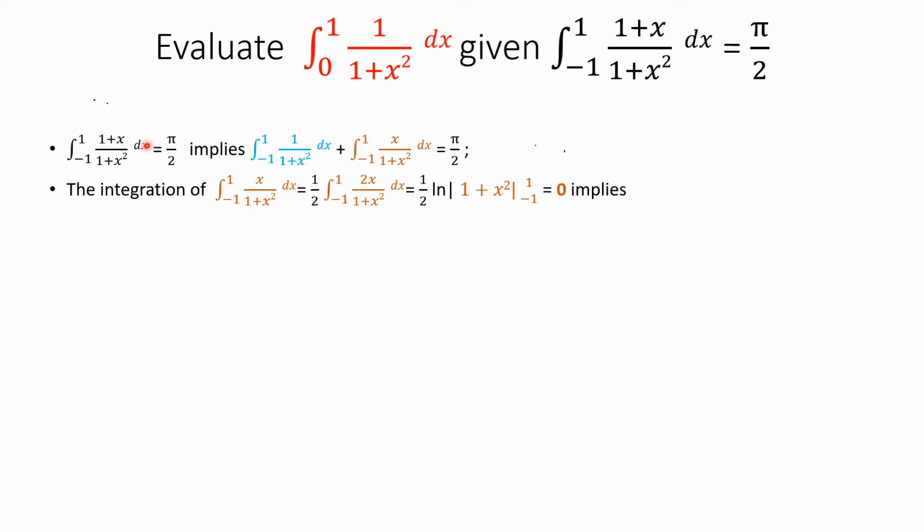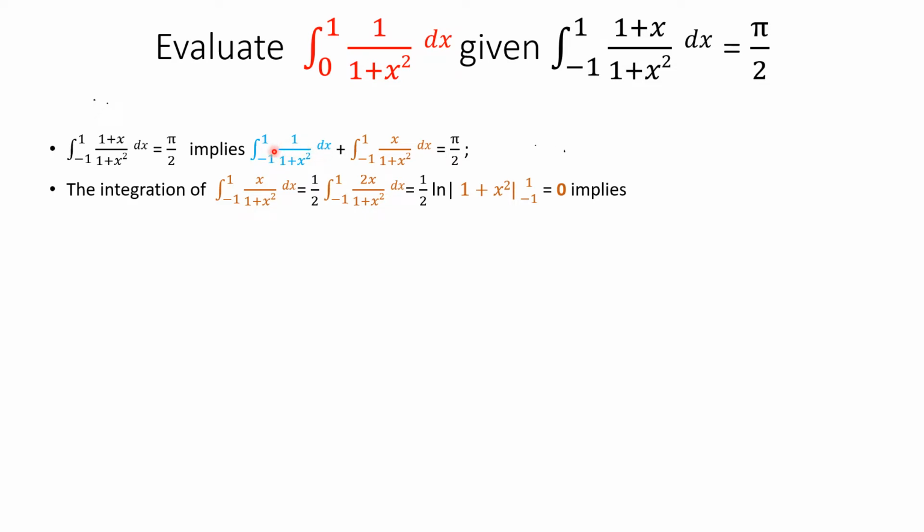So that means the given function, which is the left-hand side over here, its integration is equal to pi over 2. Also, the integration of the blue will result into pi over 2. So we will focus on the blue, and we know that the blue will evaluate to pi over 2.